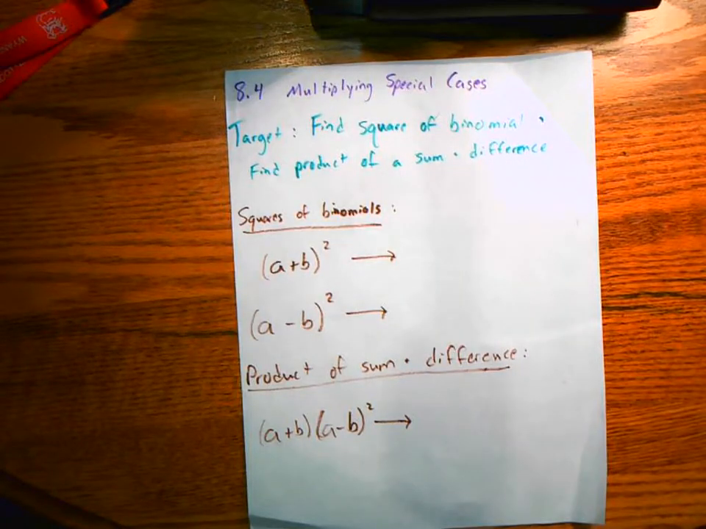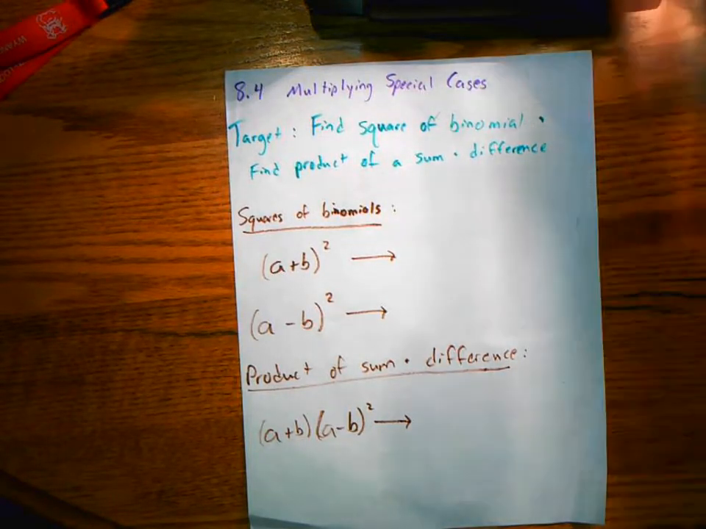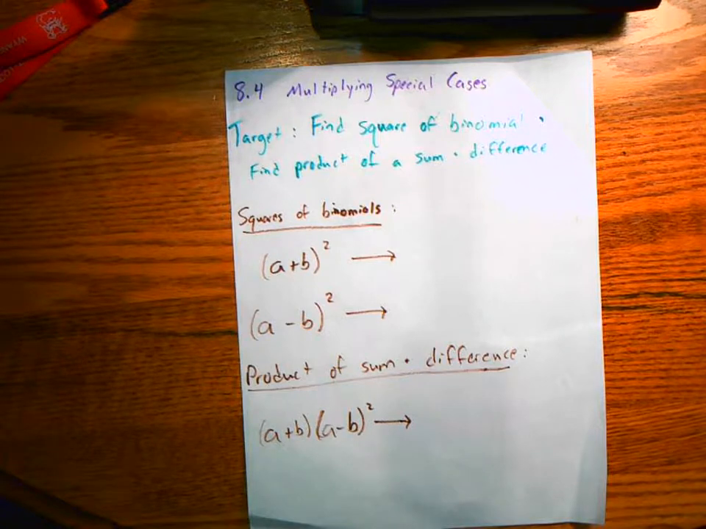Hello, this video is on section 8.4, which is titled Multiplying Special Cases, and this is exactly like the last section, multiplying binomials, except there's going to be a few key instances where a shortcut may be a bit easier and more applicable, and that is what this section is about: finding those shortcuts to make some of the problems a little bit shorter.